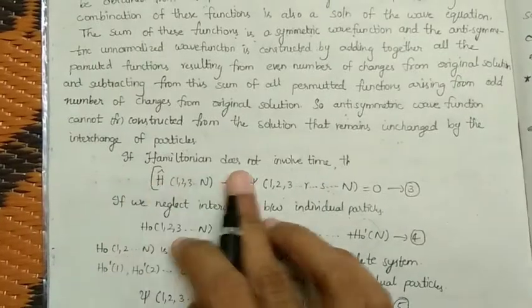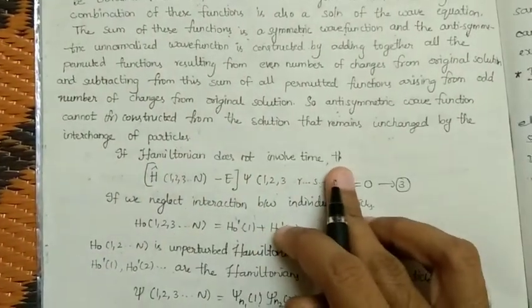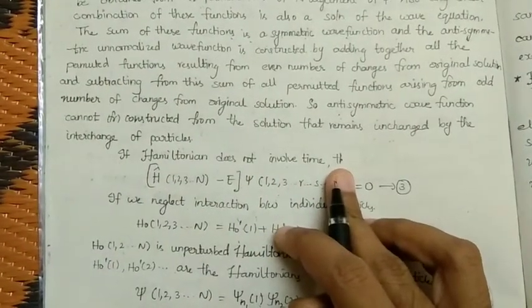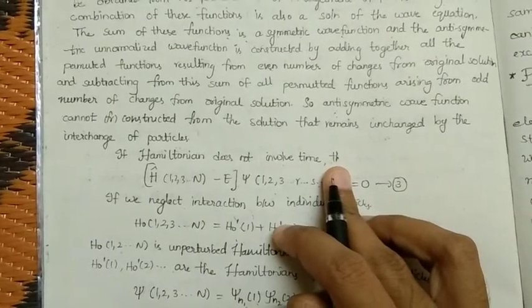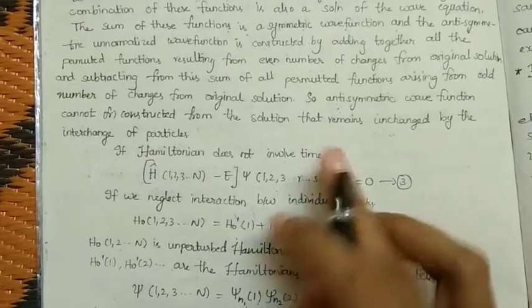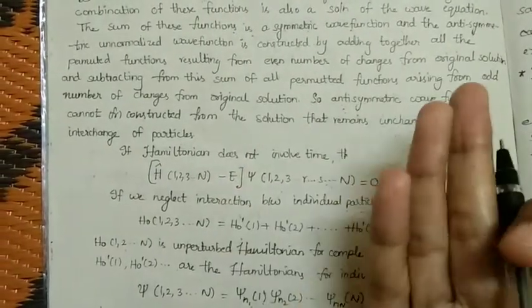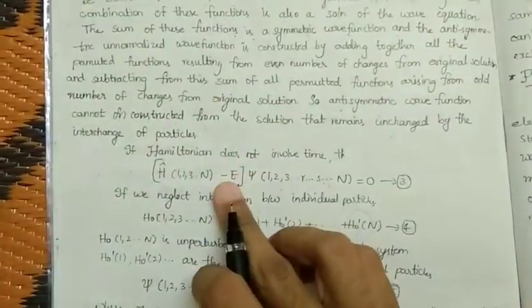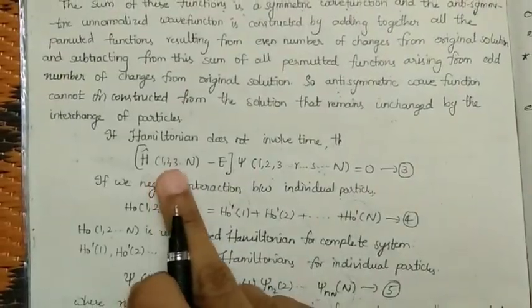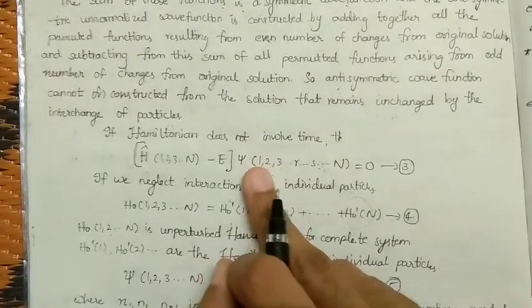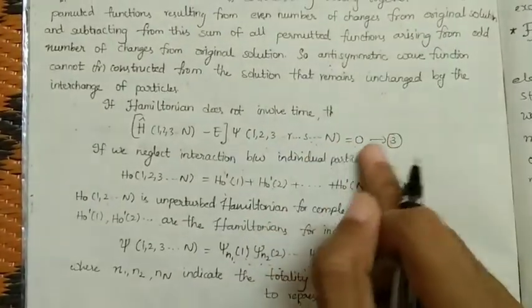If the Hamiltonian does not involve time, let us suppose the Hamiltonian does not depend on time, then we would have H psi equals E psi. If we take E psi to this side, it becomes minus E psi. Taking psi as common, we would have H of 1, 2, 3, up to n minus E, acting on psi of 1, 2, and so on up to n, equals 0.